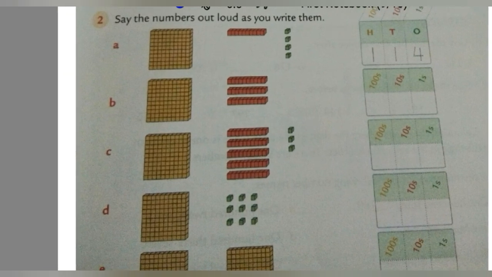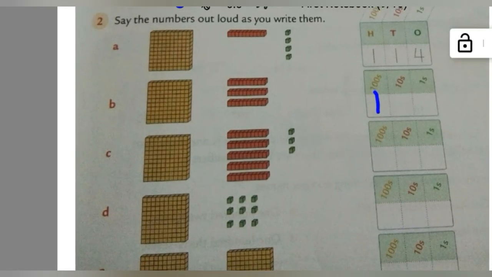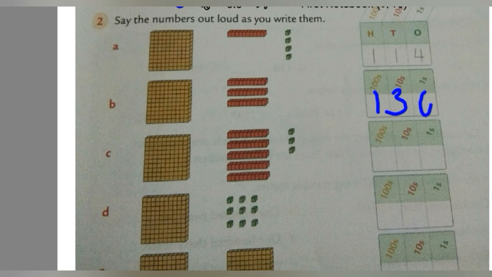Let's check out the next one, because the first one was already done. Here in the 100 place, how many boxes are there? 1. That means in the 100 place we will write 1. How many boxes are there in the tens place? As we have done on the previous page, one box denotes 10. 10, 20, 30. 3 boxes are there. So in the tens place we will write 3, and in the ones place nothing is there, so we will write 0.